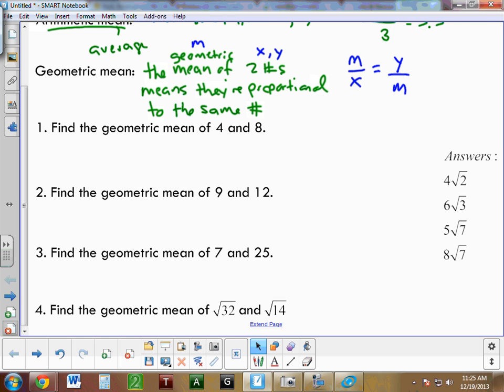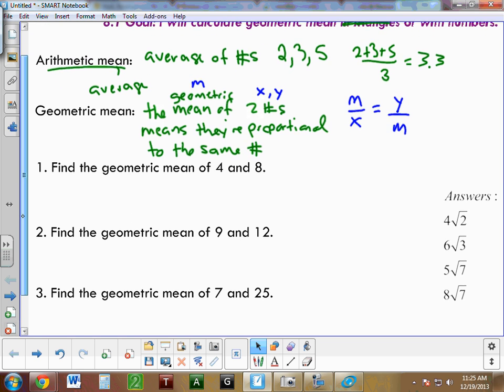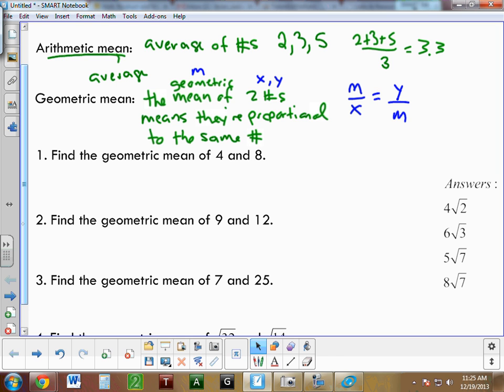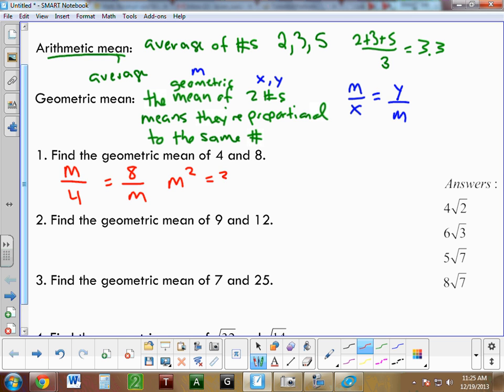So the geometric mean of 4 and 8. So the mean of 4 and 8, I'd be able to calculate this. I cross multiply, m squared equals 32, which means m equals the square root of 32.